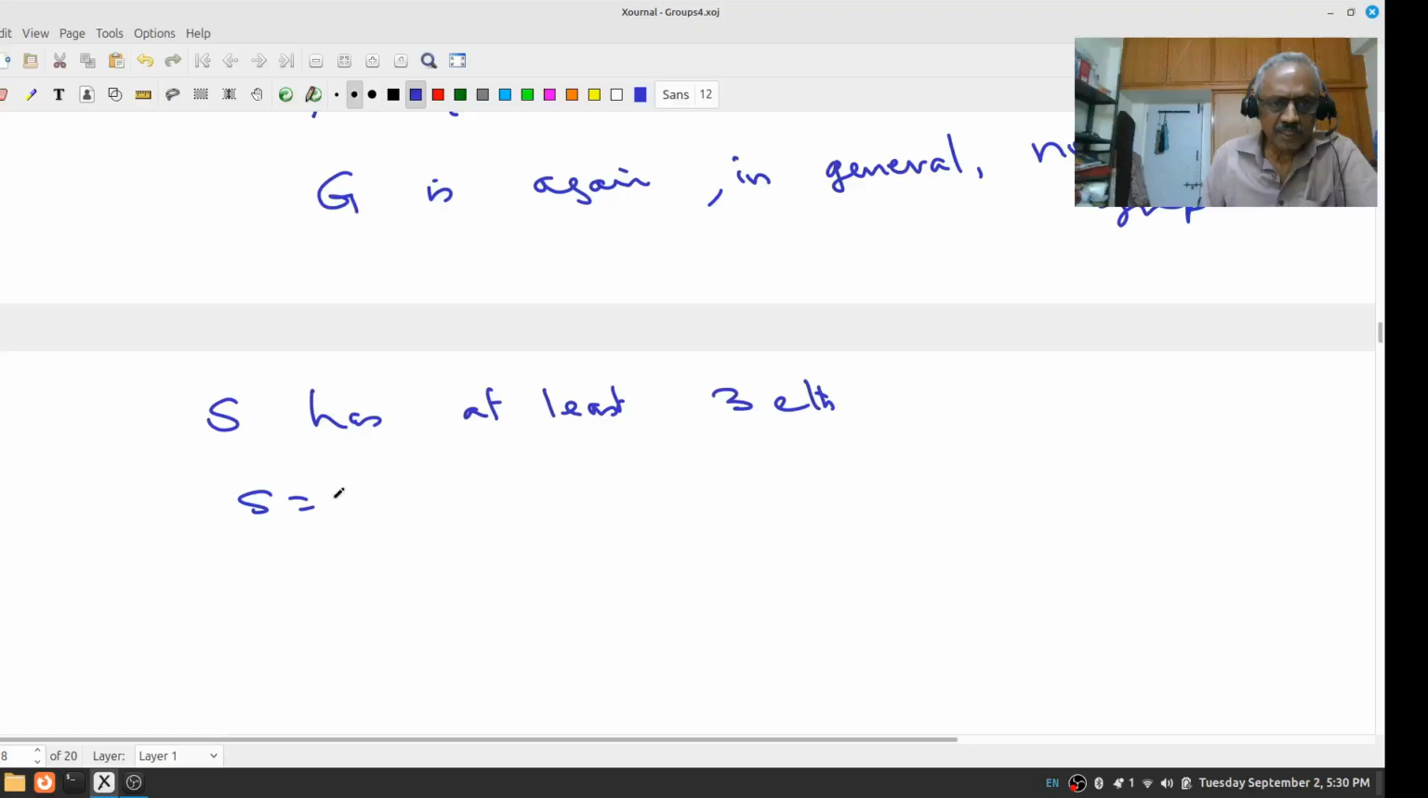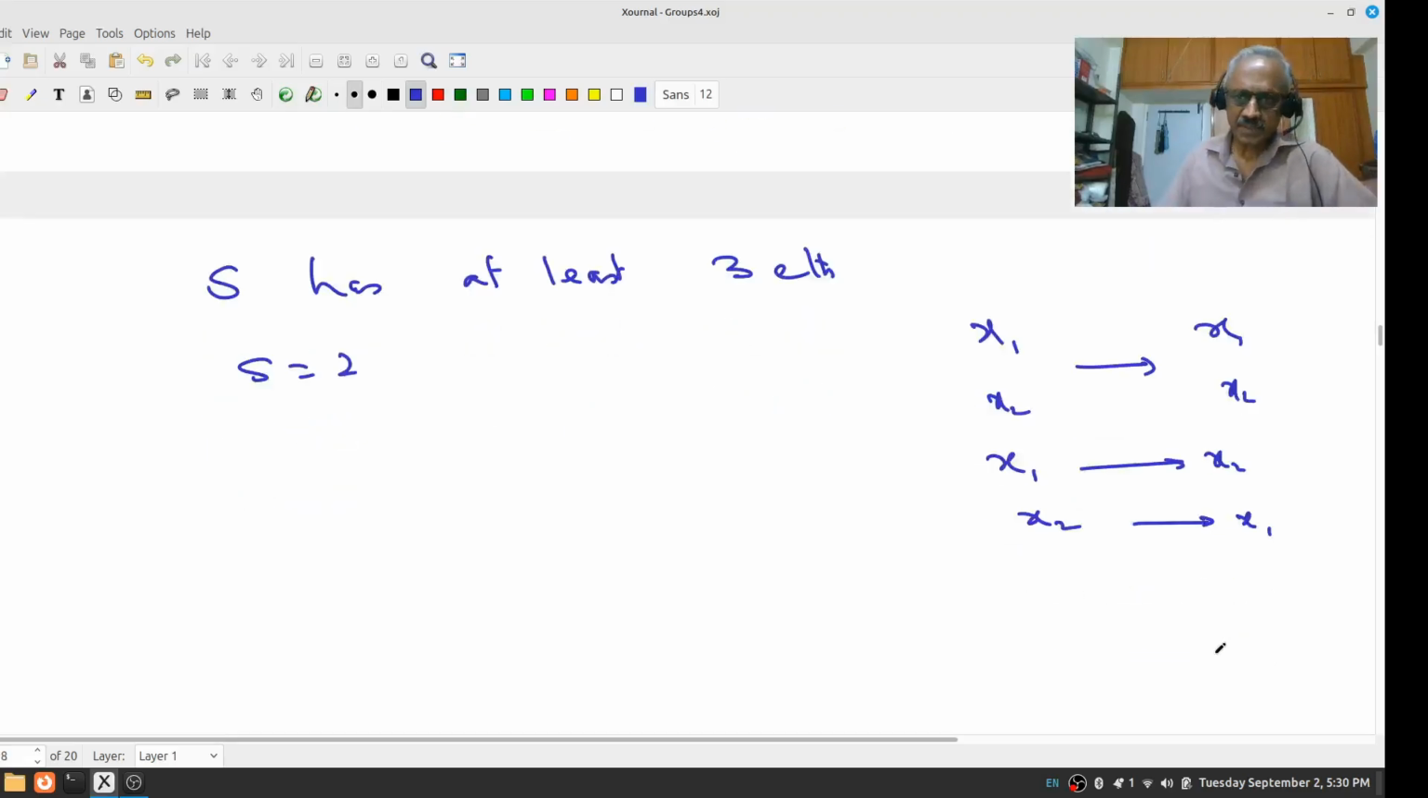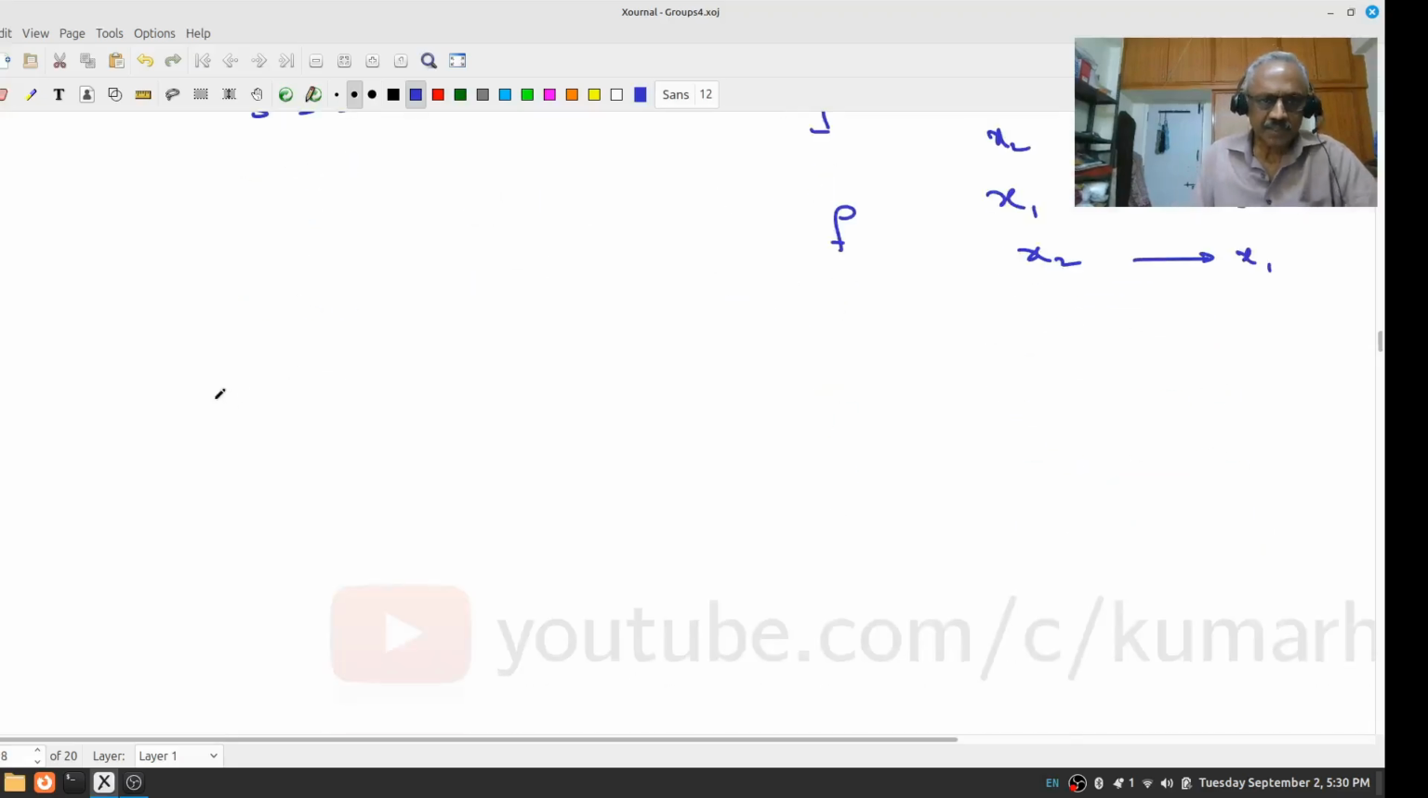Because if S has 2 elements, the bijections will be on x1, x2. The first one is the identity: x1 goes to x1, x2 goes to x2. The other one is x1 goes to x2 and x2 goes to x1. There are only 2 elements, right? And you can check, this is the identity, this is the other map. These are the only 2 elements, therefore they always commute. You understand that? But if it has 3 elements, then in general it's not commutative.